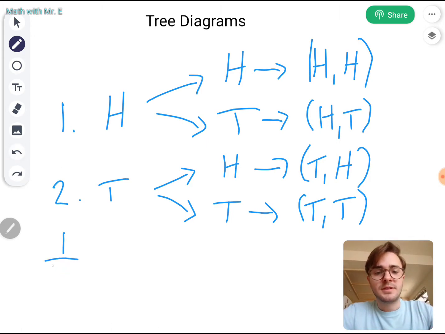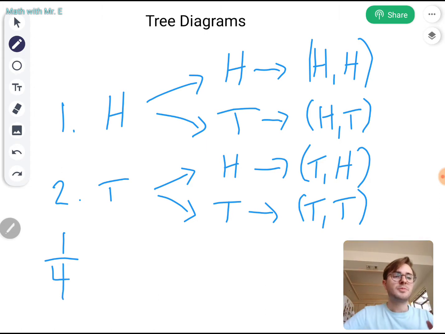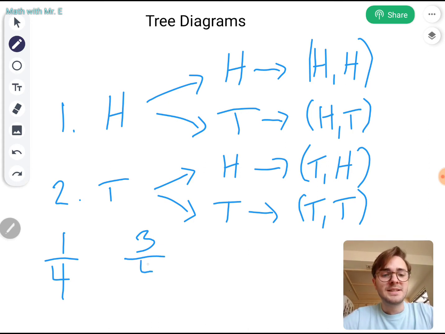But I could also ask, for example, what is the probability that I will flip heads at least once? Well, if we look at this, I could get heads, heads, I could get heads, tails, and I could get tails, heads. All 3 of those have me flipping heads at least once. So that would be 3 where I flip heads, and then 4 total. So the probability that I flip heads at least once when I flip a coin twice is 3/4.